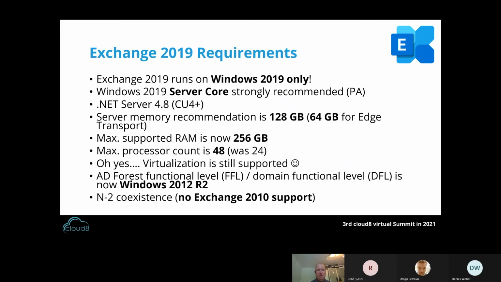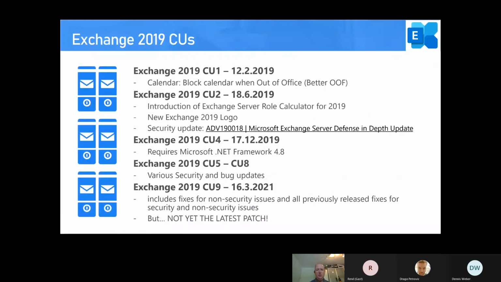Lastly, with Exchange 2019, you have the N-2 coexistence, which basically means you can upgrade the last 2 versions to Exchange 2019. You cannot upgrade directly from Exchange 2010 anymore. I hope you don't run Exchange 2010 anymore nowadays. Otherwise, you would need to have an intermediate step or to use third-party tools in order to upgrade to Exchange 2019.